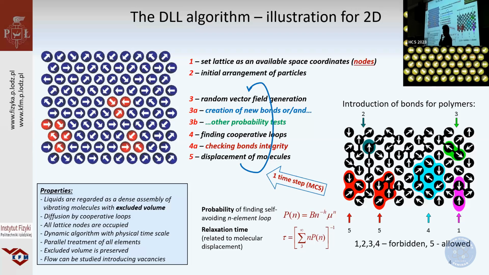You can see lines connected additionally by the bond. We do not execute such loops that would cause as a consequence breaking of bonds. For loops that are allowed, each particle moves by one in accordance with the vector.